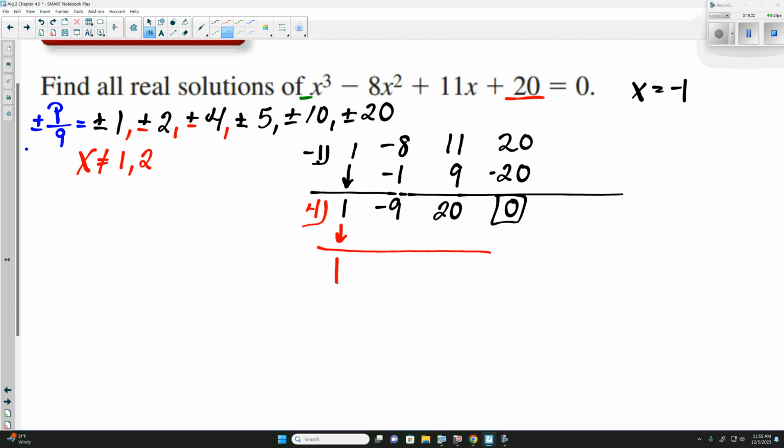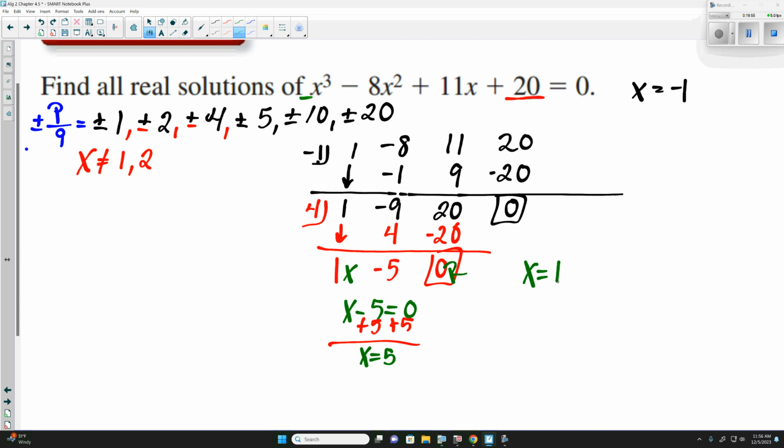And we try this here. 4 times 1 is 4. Negative 9 plus 4 is negative 5. 4 times negative 5 is negative 20, which does indeed give us a remainder of 0. Leaving us with the equation x minus 5, because when we plug the variables back in, our negative 5 is our term without x, 1 is our term with x. And if we solve, we do get that x is 5. So our solutions are that x is negative 1, x is 4, and x is 5.